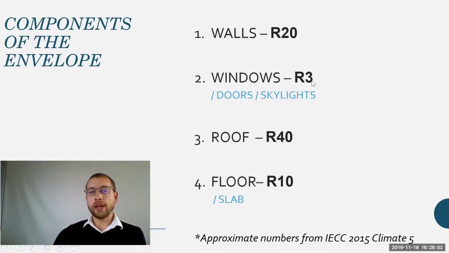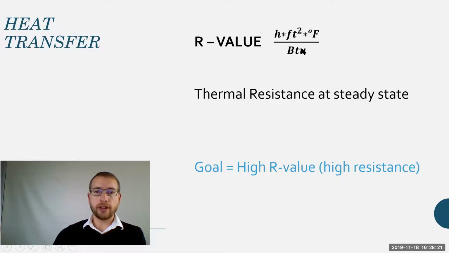Windows, they can get away with a whole lot less, R3. And this includes similar numbers for doors and skylights. For roofing, right now I think that's R38, but it's about an R40. And for floors, we're looking at about an R10. And these are in units of hours times foot squared times degrees Fahrenheit per BTU.